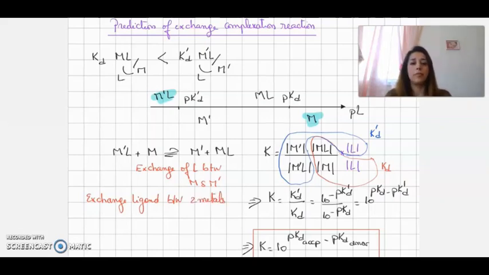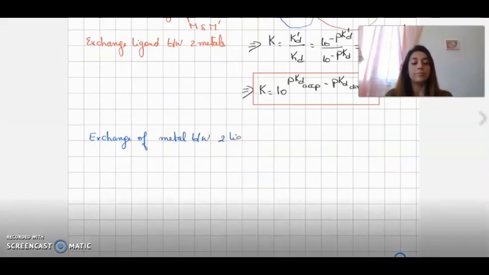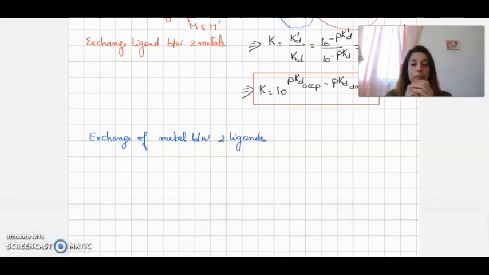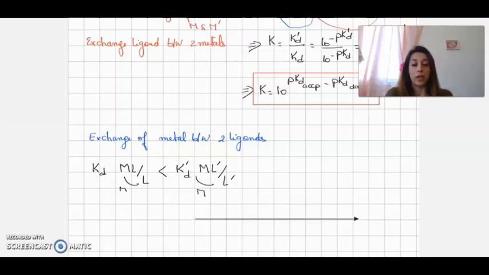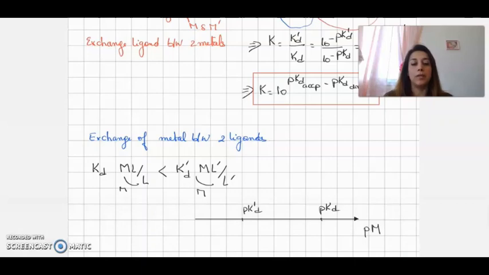As we have exchange of ligand between two metals, I can also have exchange of metal between two ligands. So if I consider two couples ML and ML prime L prime, each couple exchanges M. Each couple has also its own KD. So over the scale, as we are exchanging M, we have pM. Over this pM scale, I want to put the pKD for both couples, pK prime D and pKD.